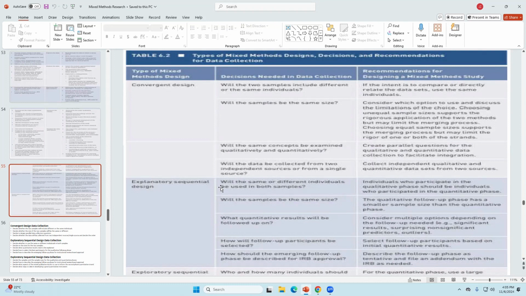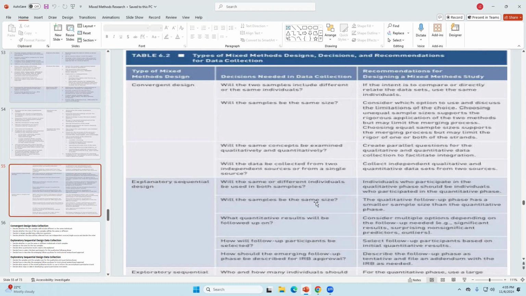However, in explanatory design, will the same or different individuals be used in both samples? In explanatory, you do not need the whole sample. Why? Because individuals who participate in the qualitative phase should be individuals who participated initially in the quantitative phase. However, you should take a subsample, but you don't need to take the whole sample. In explanatory, you take a subsample in the second, qualitative phase from the first phase.